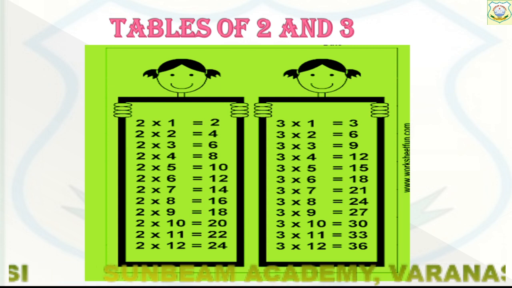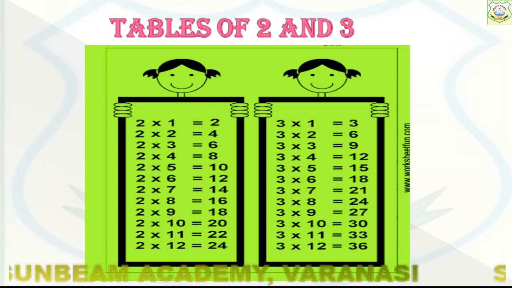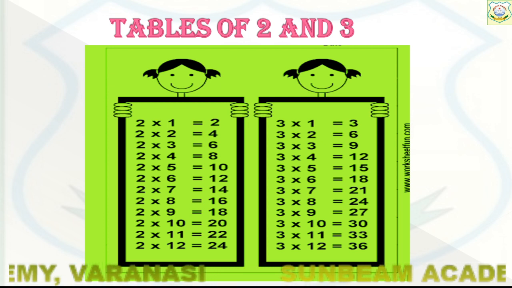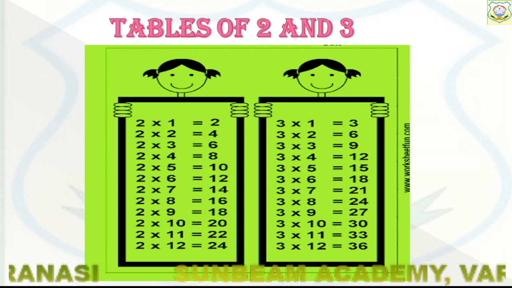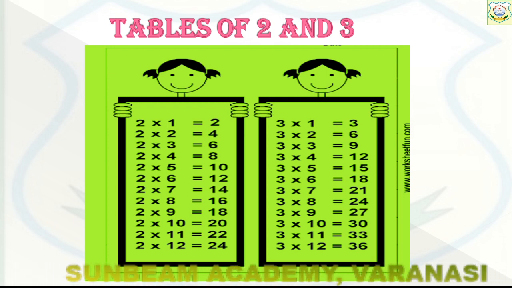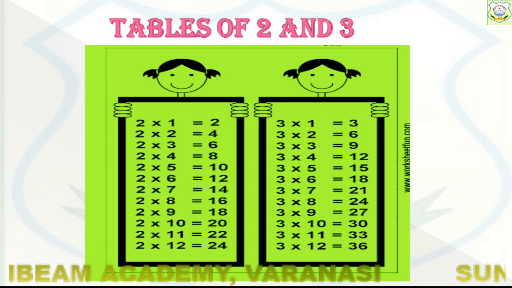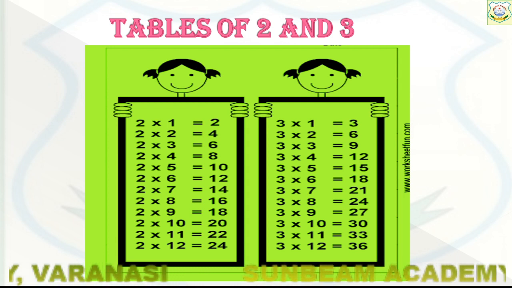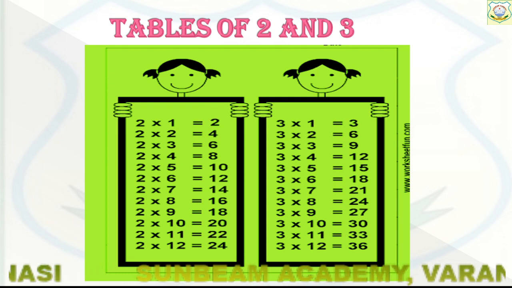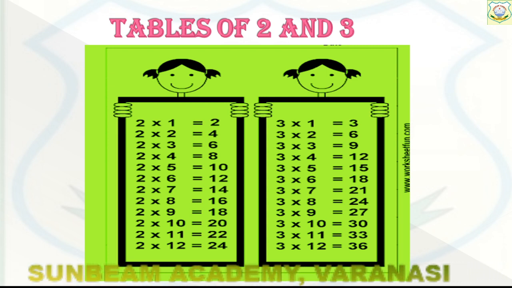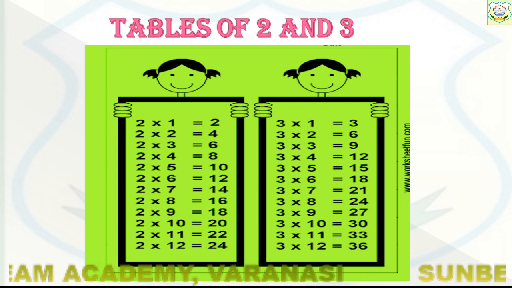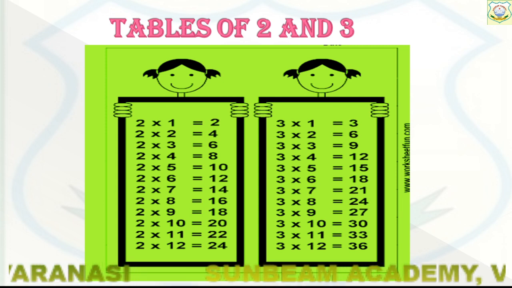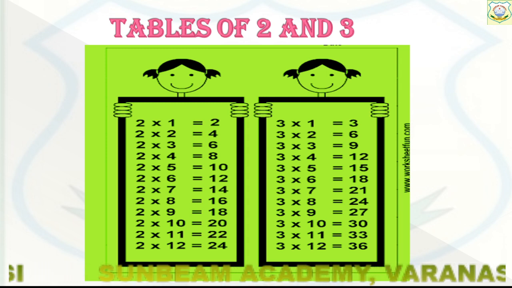Okay, fine. Now let's revise the table of 3. 3 1 is 3. 3 2s are 6. 3 3s are 9. 3 4s are 12. 3 5s are 15. 3 6s are 18. 3 7s are 21. 3 8s are 24. 3 9s are 27. 3 10s are 30.